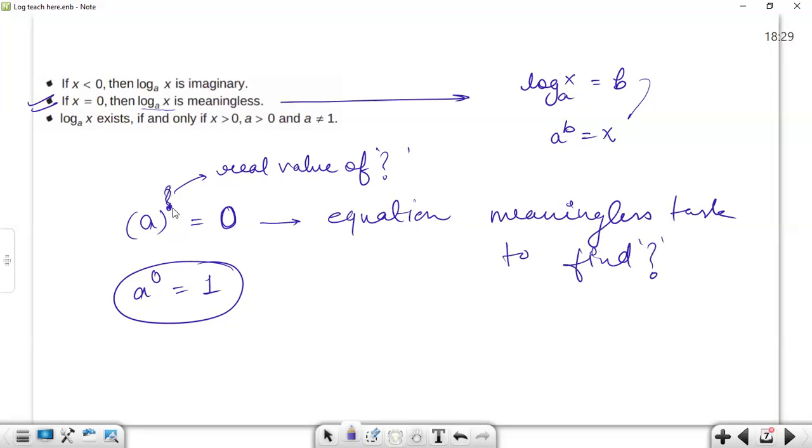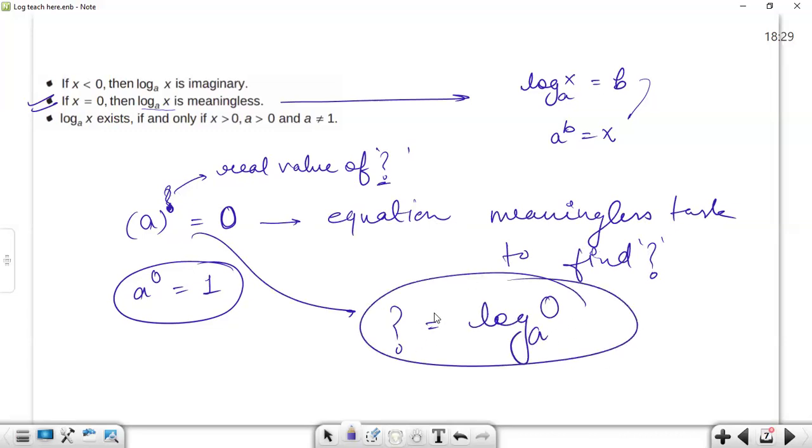To find, I have written the power as an expression of question mark. So how can we find out? By taking logarithm of 0 to the base a. Finding the power of a so that it becomes 0 is a meaningless task because it's just not possible. That's why we have written here that logarithm of 0 to the base a is a meaningless thing. Now understood?